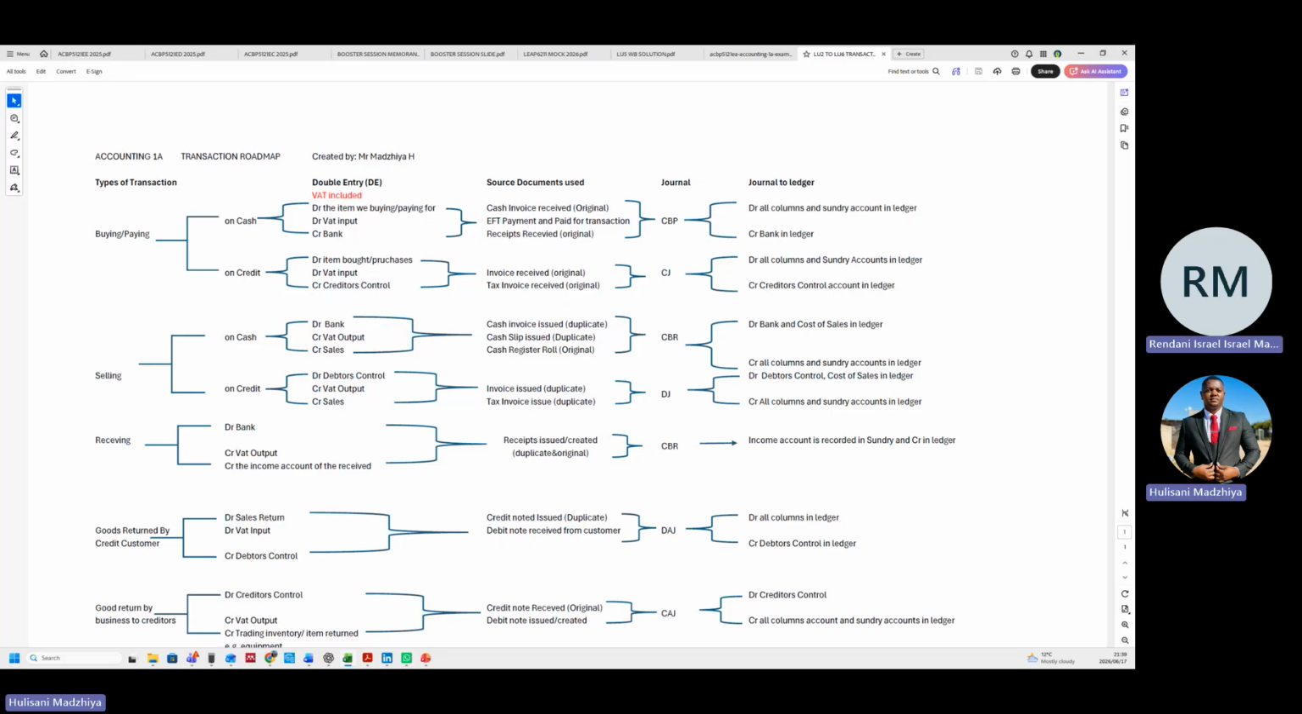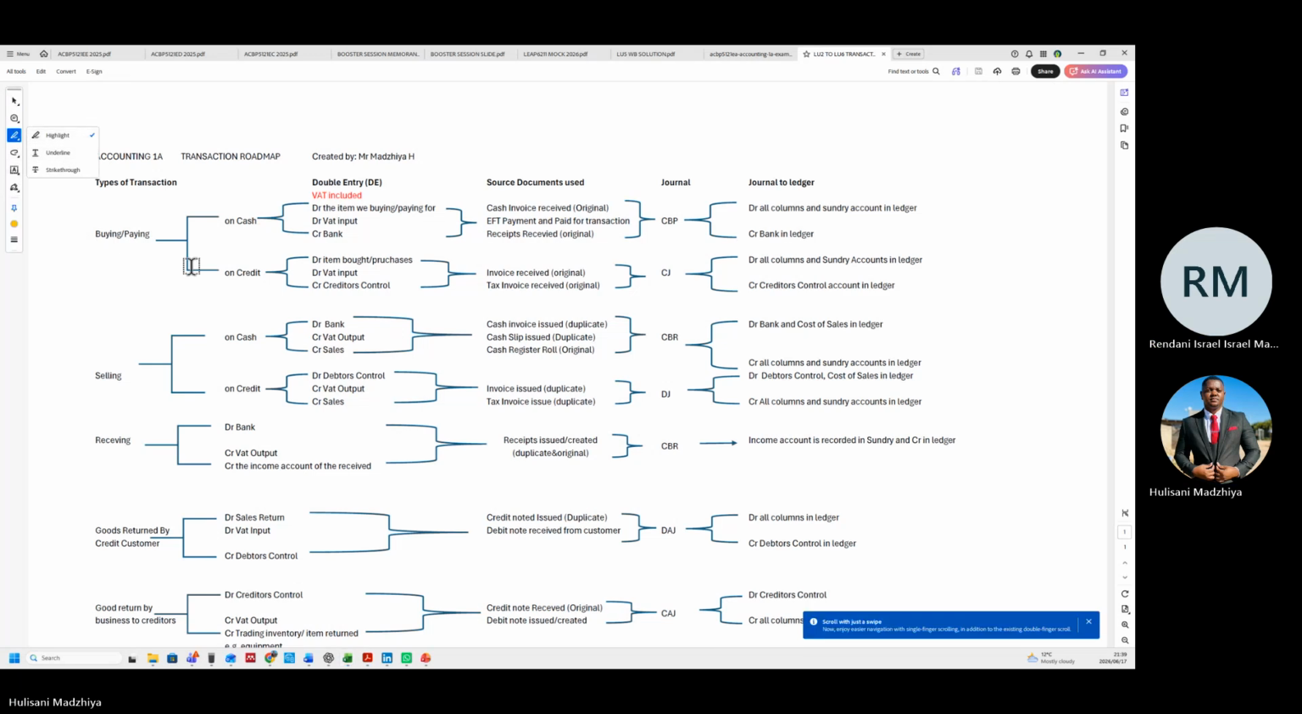Okay, so basically, here are the types of transactions in terms of running the business. Let me show you, highlight. A transaction where you are buying and paying. For each and every transaction, you just need to identify: are you buying or paying? Are you selling? Are you receiving? These are the main transactions that appear in the business. So let's start by explaining buying.